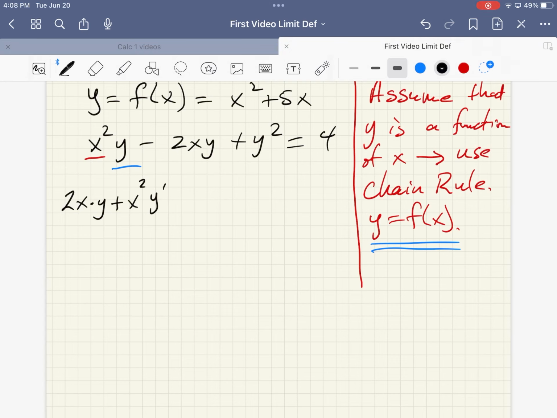All right, minus, now again I have to do the product rule, because you will note here I have a function times another function. Since the product rule has the sum of two different pieces to it, I'm going to put this in parentheses. The derivative of the first is going to be 2 times the second, plus the derivative of the second times the first, so 2x y prime.